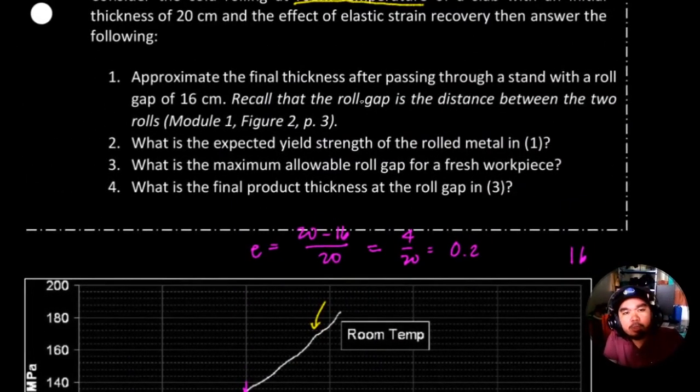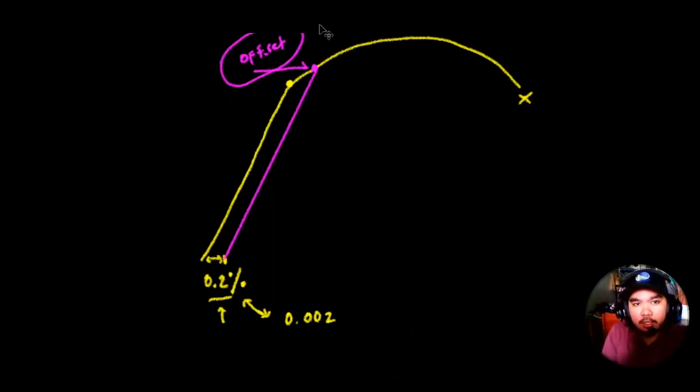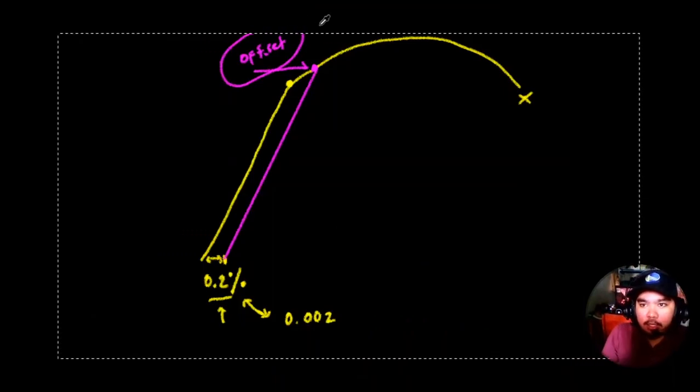Let's go to number 2. What is the expected yield strength of the rolled metal in 1? So I think you can solve this on your own, pero just to help you out, guys, no? Let me just give you a sort of review on what happens when we plastically deform a metal, no?